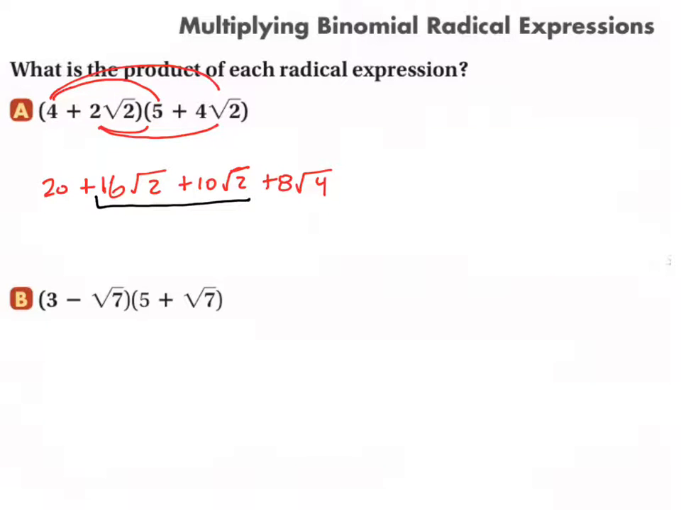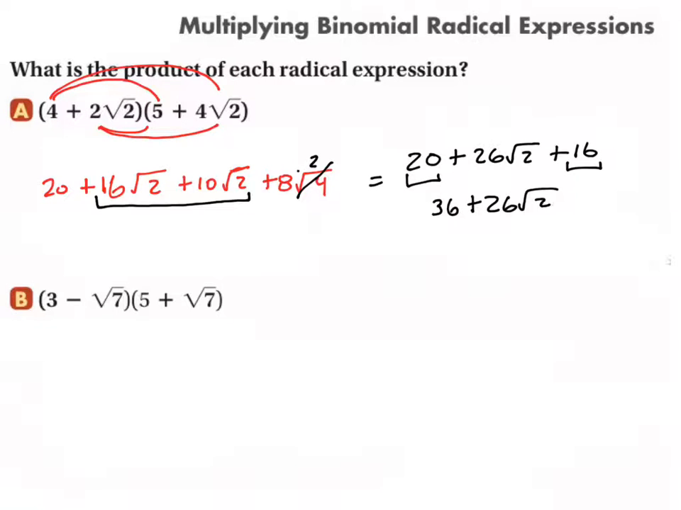We should recognize we have like terms here, so we're going to bring those together. Square root of 4 is just 2, so we're going to multiply those together. And so at this point, we've got 20 plus 26 square root of 2 plus 16. We still have like terms here and here, so we're going to bring those together. So 36 plus 26 square root of 2 is our answer.